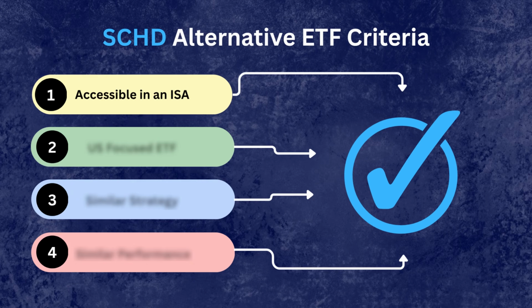There is no point finding the perfect SCHD alternative if UK investors can't actually buy it tax efficiently. Second, it needs to be US focused. SCHD is entirely made up of US companies, so if we're trying to replicate it, we shouldn't suddenly switch to a global or UK only fund. Third, it should follow a similar strategy. So we're not just looking for any dividend ETF. We want something that focuses on high quality companies, strong financials, and ideally growing dividends over time. And finally, performance. It should have a reasonably similar long-term return profile to SCHD. Not identical, that's unrealistic, but it should at least be in the same ballpark.